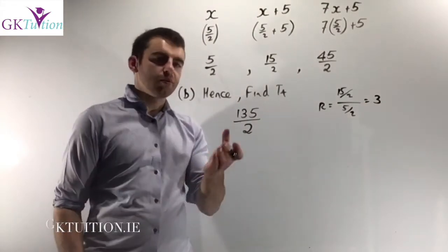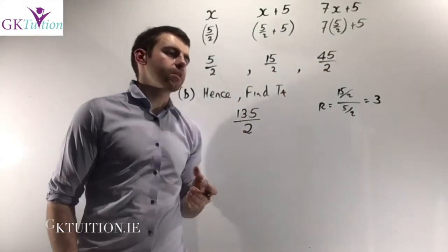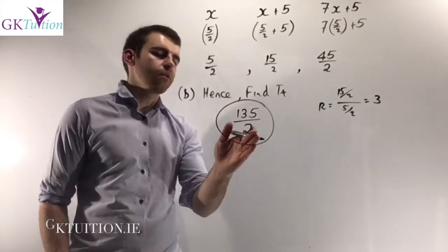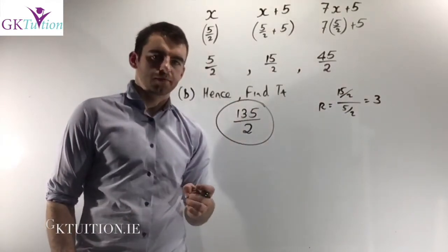So ultimately, that's all we were doing. The first term by 3 gives me this. The second term by 3 gives me this. The third term by 3 gives me the fourth term. So that's how I know the fourth term in this sequence would be 135 over 2.